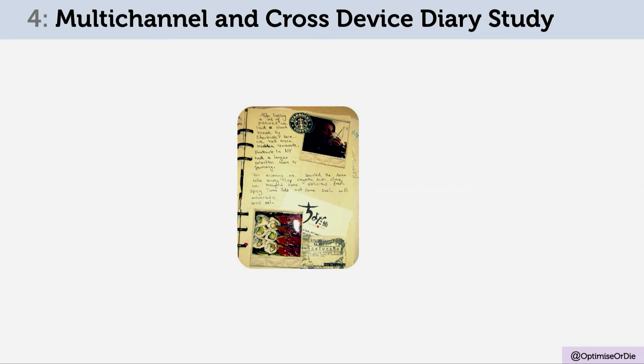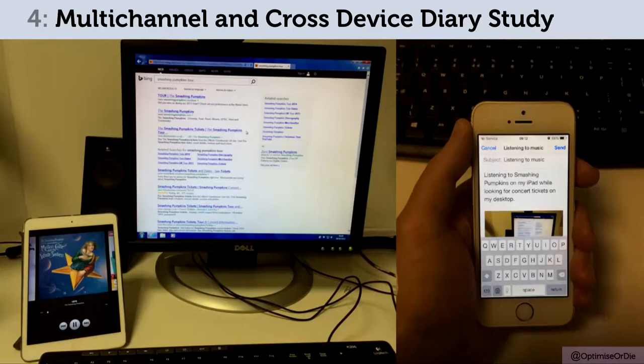Well, you can. It's called a diary. Amazing, right? And here's a piece of diary software that's being used in a multi-channel diary study for Spotify. And the amazing thing that they found is they get all this rich information. Wow, we can see what equipment the person's got.